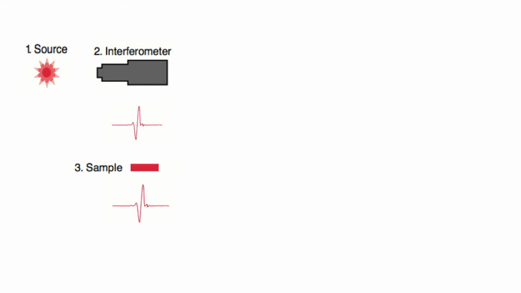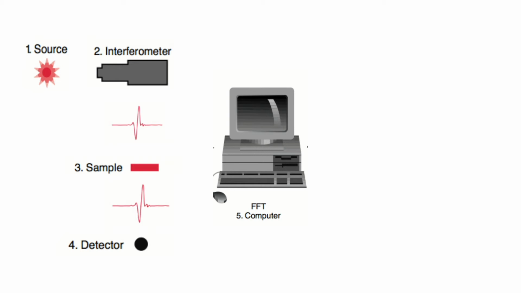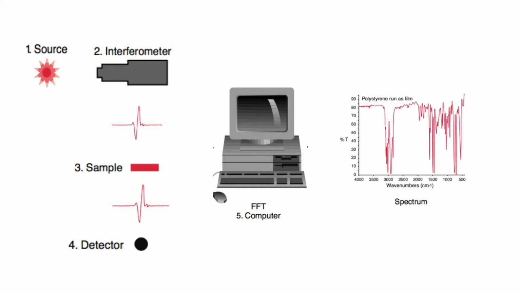Fourth, the detector. The beam finally passes to the detector for final measurement. The detectors used are specially designed to measure the special interferogram signal. For the last process is the computer. The measured signal is digitized and sent to the computer where the Fourier transformation takes place. The final infrared spectrum is then presented to the user for interpretation and any further manipulation.